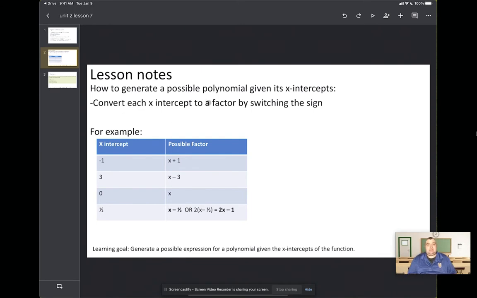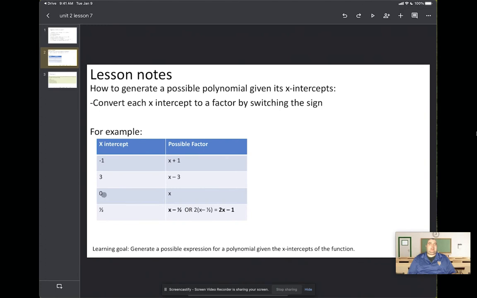We're going to convert each x-intercept to a factor by using that switching the sign trick that we talked about in a previous lesson, but we're going to do it in reverse. So for example, if my x-intercept is -1, the factor corresponding to that x-intercept, notice I switch the sign, is going to be x plus 1. If my x-intercept is 3, then my possible factor is going to be x minus 3. So again, I switch the sign.